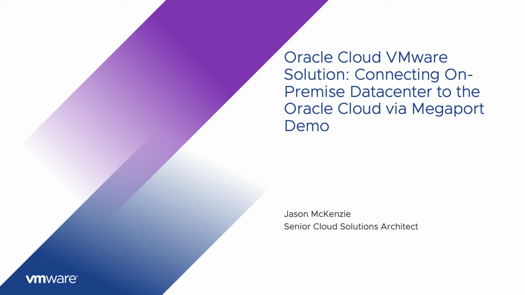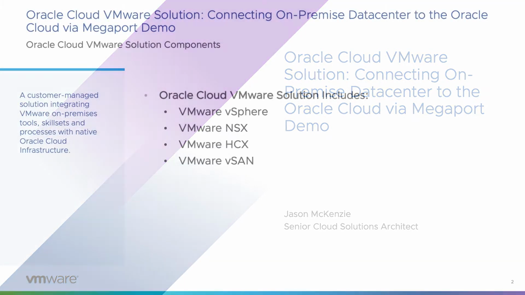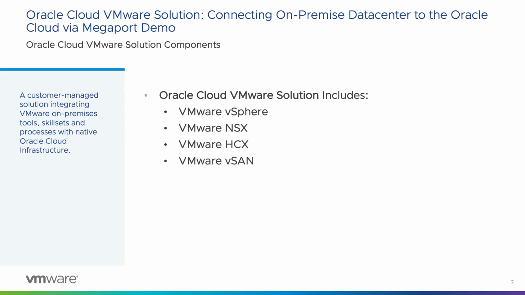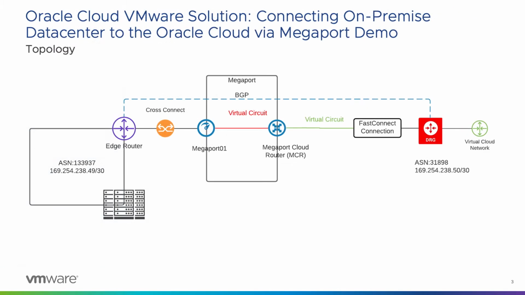Oracle Cloud VMware Solution is comprised of VMware vSphere, VMware NSX, VMware HCX, and VMware vSAN. Here's the topology of the configuration. Let me explain what's in place already and what I will configure in the demo. I will start with the MegaPort Cloud Router, MCR, in the center of the screen.